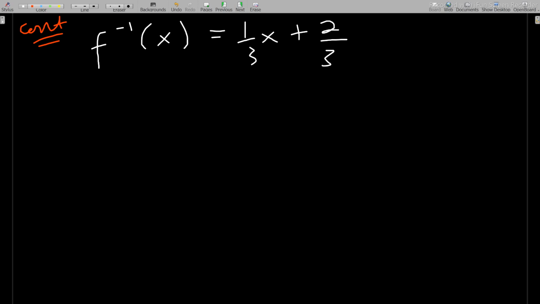Now with this, you can go ahead and verify your f inverse of x. Sorry, f inverse of f of x. So f inverse, you have to find f of, okay, this is what you said.